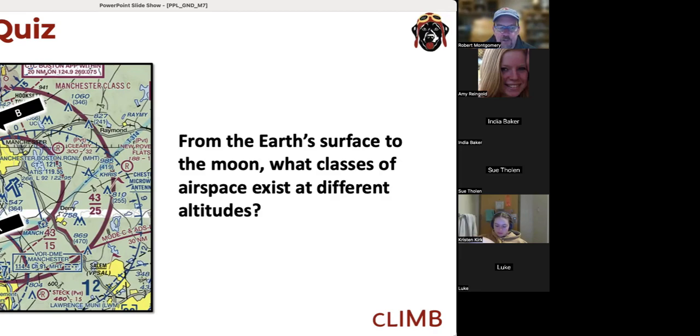Gotcha. So at this point, is the top of the Delta the published top of the Delta, or is it the published bottom of the Charlie?